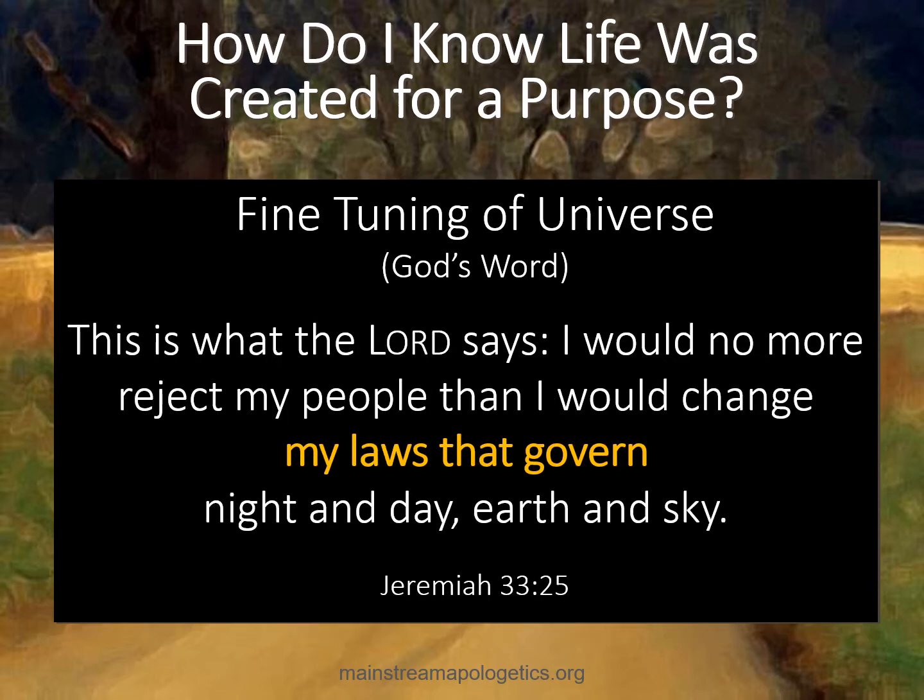Another passage that speaks about the physical laws of nature is Jeremiah 33:25. Jeremiah writes, "This is what the Lord says, I would no more reject my people than I would change my laws that govern night and day, earth and sky." In this passage, Jeremiah is comparing the laws that govern the universe with the covenant he made with the nation of Israel. Jeremiah is saying that because of the permanence of God's promises to the nation of Israel, the laws of nature are also immutable. This notion of immutability is the reason why scientists call these constants.